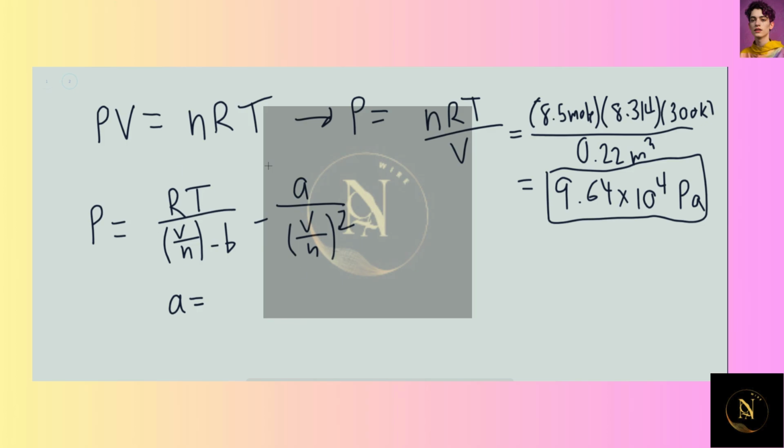And we can move on to the van der Waals equation. So here's the van der Waals equation. We can simplify it a tiny bit to get it into a slightly different form. We could have P equals nRT over V minus nb, minus a n squared over V squared.